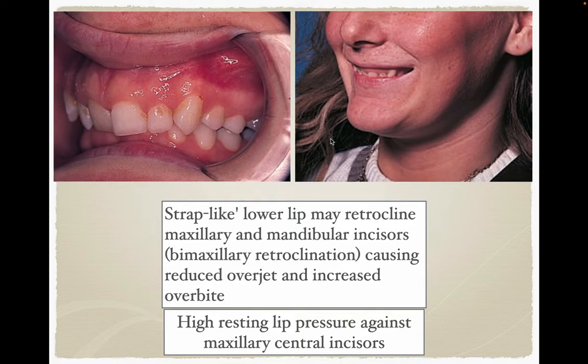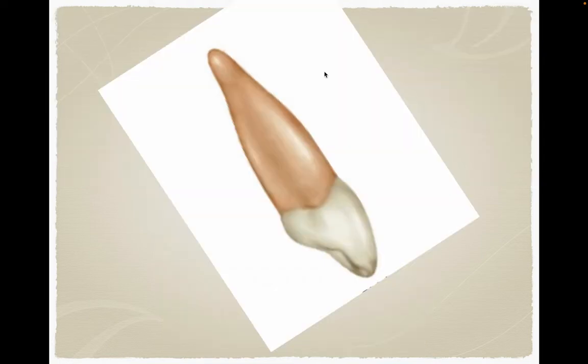Other than that, soft tissue plays a major role in Class 2 Division 2, because we will have a strap-like lower lip, which will cause retroclination of the upper and lower incisors, causing the Class 2 Division 2 malocclusion. Also the lower lip will be resting high above the upper incisors. Usually this lower lip will be sitting just covering the incisal third of the upper incisors.